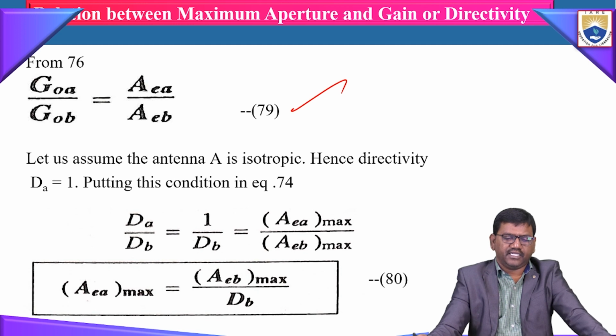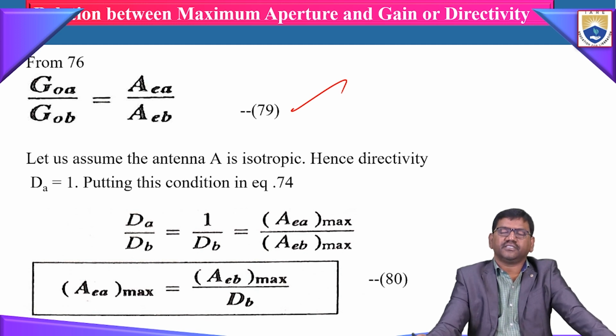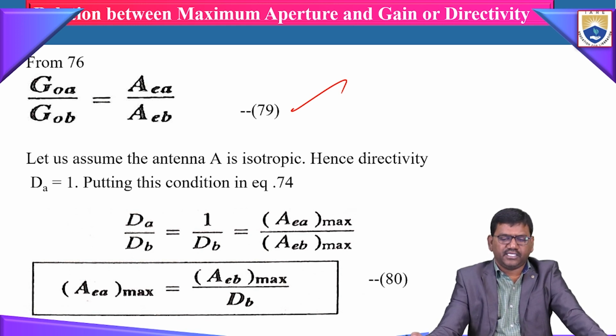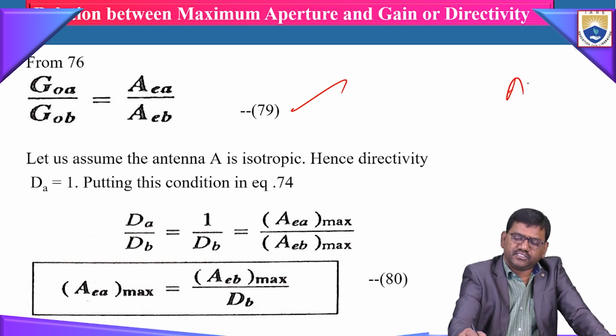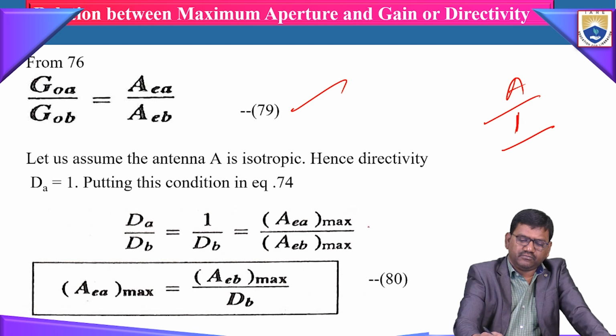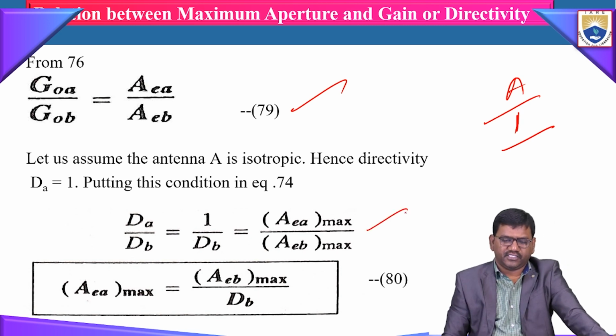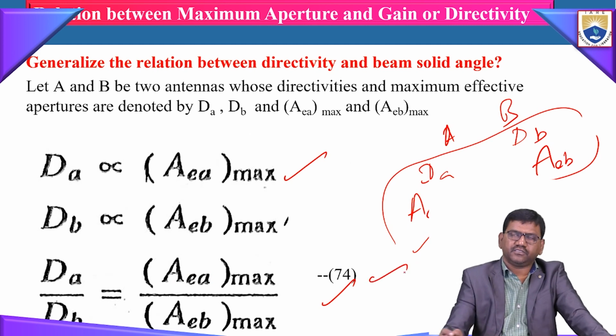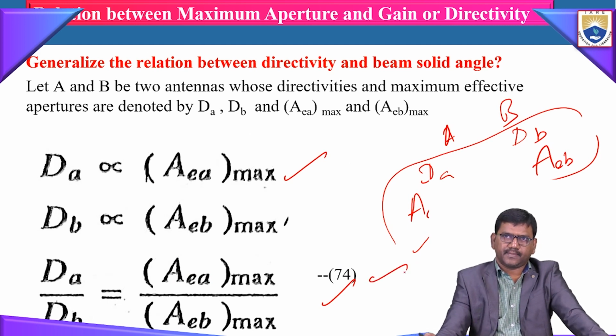Now let us assume the antenna A is isotropic. Let us assume that we have taken two practical antennas A and B, and now let us assume this antenna A as the isotropic. The directivity of an isotropic antenna is 1. The directivity of the isotropic antenna A is assumed as 1 here. Putting this condition in equation 74, we get DA by DB is equal to AEA max by AEB max.